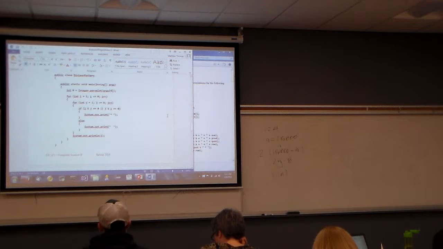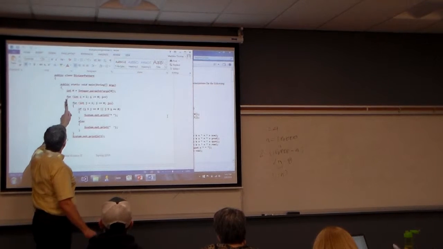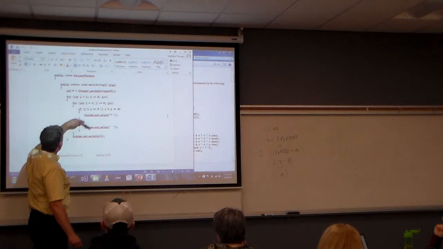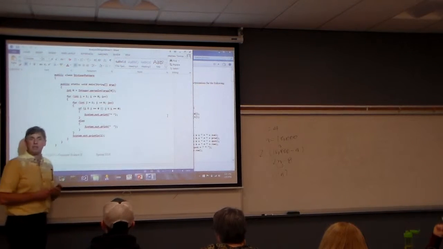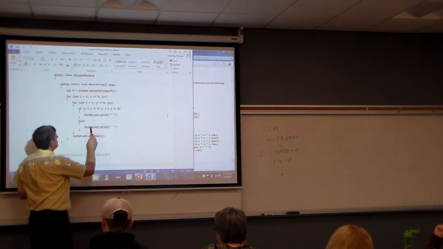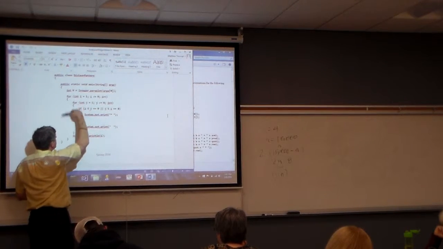Oh, big O of n squared. So this is going to go n times, and this is going to go n times, right? And then inside of here, does it matter? Really, one or the other. It's always going to execute this, and it's either going to do this or this, so it's going to do 2 times, right? So it'll be 2 times n squared for this whole thing.